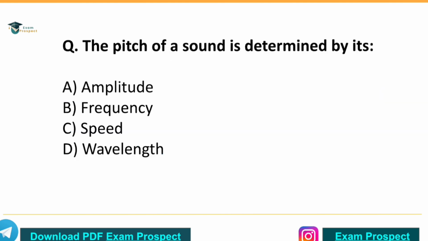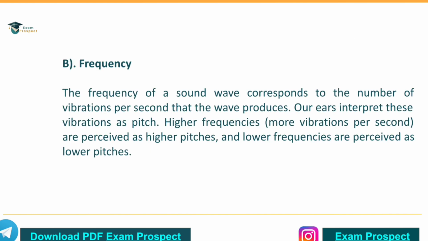Next question, the pitch of a sound is determined by its? The correct answer is option B, frequency. The frequency of a sound wave corresponds to the number of vibrations per second that the wave produces. Our ears interpret this vibration as pitch. Higher frequencies are perceived as higher pitches, and lower frequencies are perceived as lower pitches.